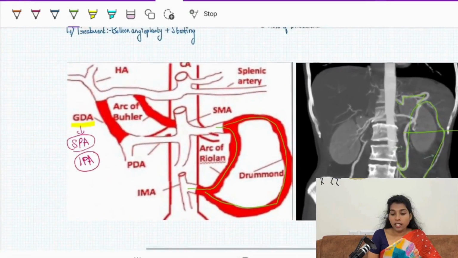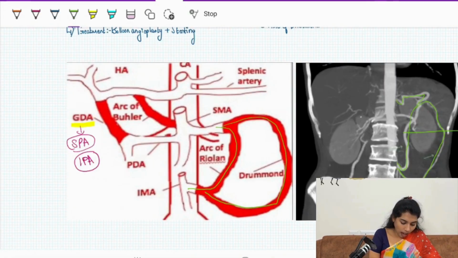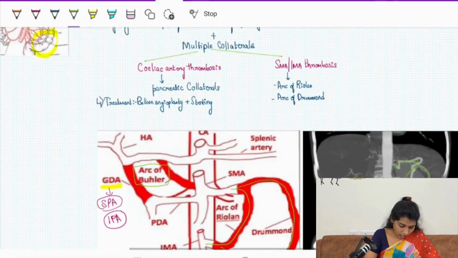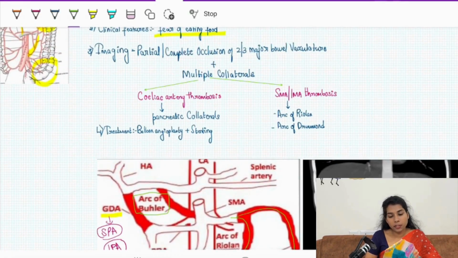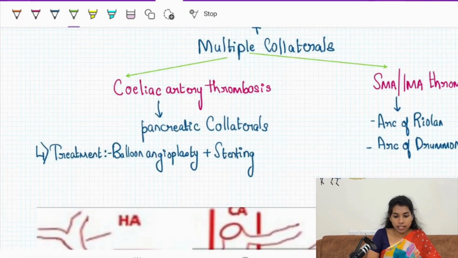Now, if you answered all of this, some people ask you a trick question, what is the arc of Buhler? This arc of Buhler is a congenital anatomical variation which is normally present in a few of the patients between the celiac artery and the superior mesenteric artery. It is not a collateral, it is just a normal congenital variant which is seen in some of the patients, right? Now, how do we treat a chronic mesenteric ischemia? I think we know that it is treated via balloon angioplasty with stenting.